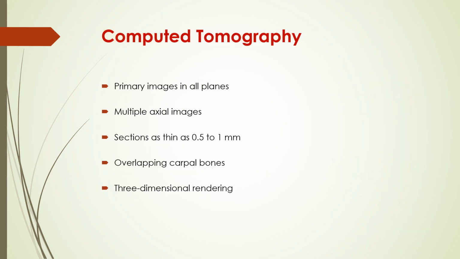So what is the role of computed tomography? It has the merit of providing us with primary images in all the planes and also multiple axial images, and we can have sections as thin as 0.5 to 1 millimeter. They are very important for diagnosing any anomalies of the carpal bones or any injuries to them, and we can also have three-dimensional rendering.